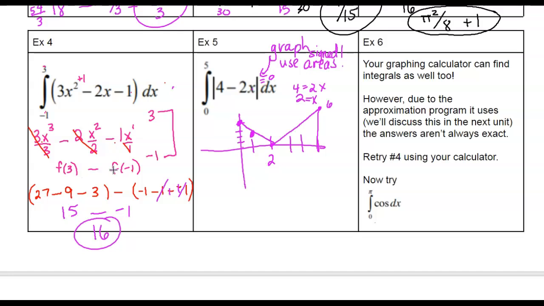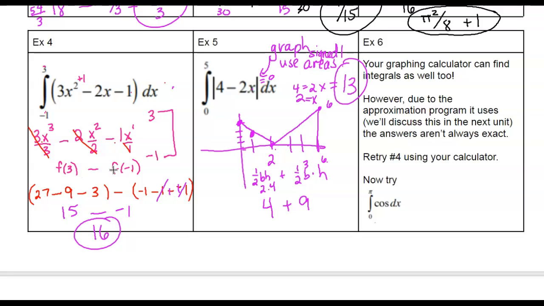Okay, so I've got 1/2 base times height plus 1/2 base times height. So this base is 2. The height was 1, 2, 3, 4. So half of 8 is 4. This base, 1, 2, 3. The height was 6. So half of 18 is 9. So our overall integral value is 13. Okay.